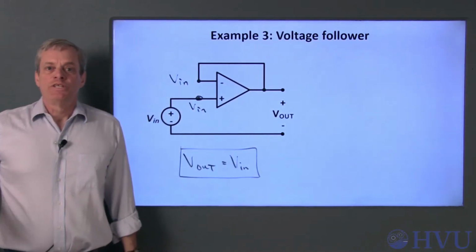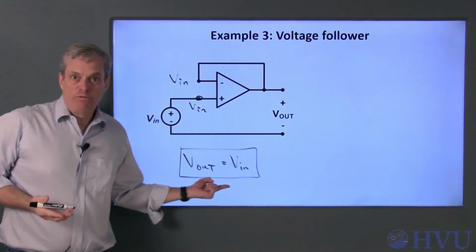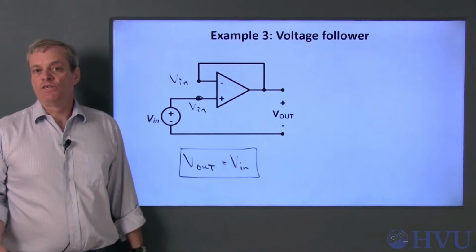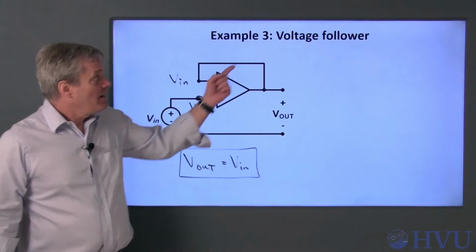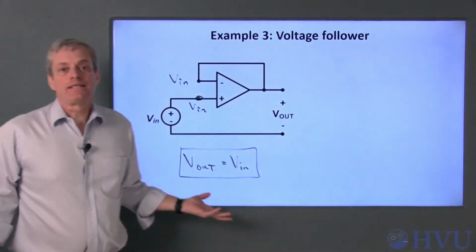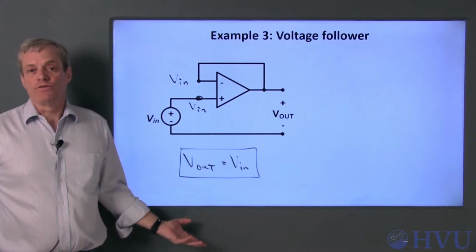The output voltage is simply the same as the input voltage. The circuit doesn't really seem to be doing anything. However, this circuit is useful enough to have its own name. It's called a voltage follower. Next, I'll look at why this circuit can be useful.